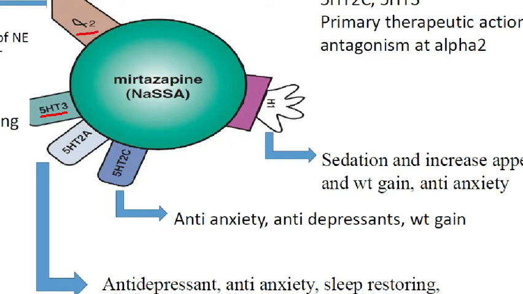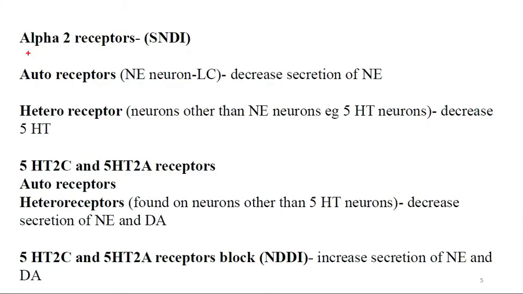By blocking the alpha-2 receptors, it increases the level of norepinephrine and serotonin. The main therapeutic action of mirtazapine is due to blocking these alpha-2 receptors. How this blockage of the alpha-2 receptors increases the level of norepinephrine and serotonin, we will see in the next slides. As we know, there are two kinds of alpha receptors. One is the alpha-1 receptor and the second one is the alpha-2 receptor.